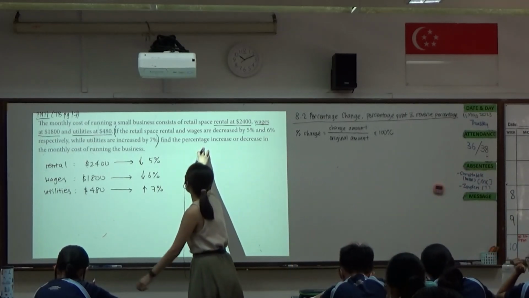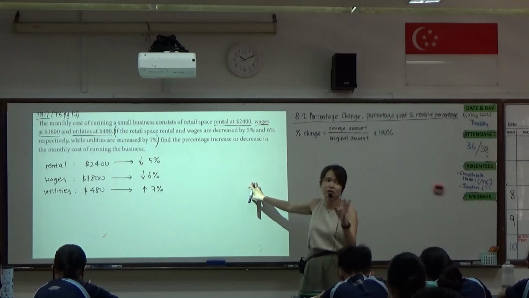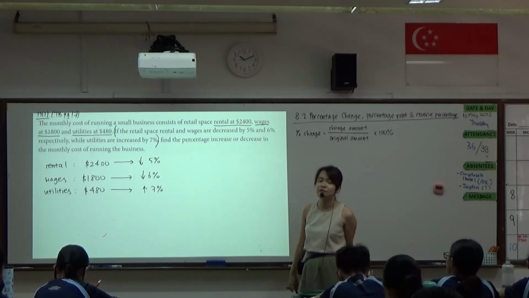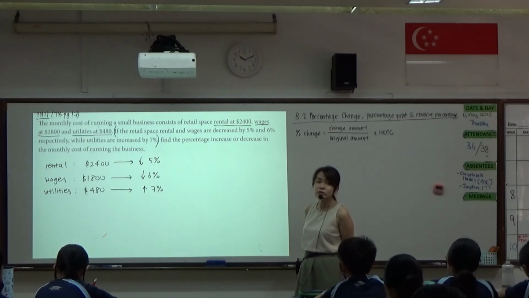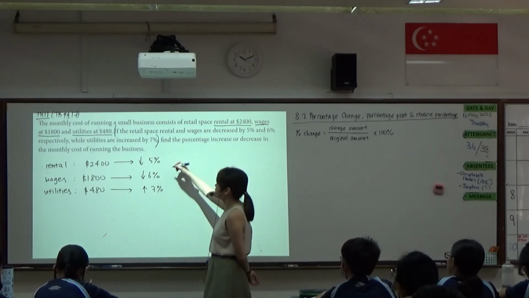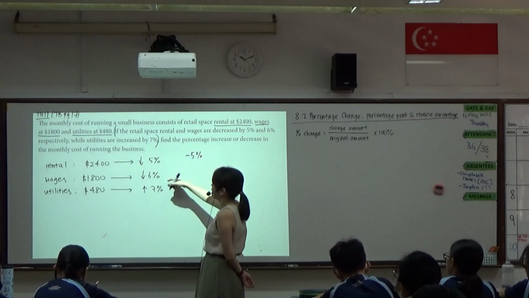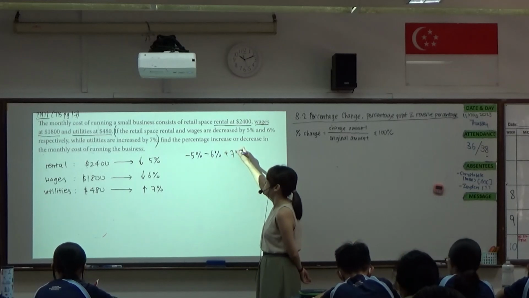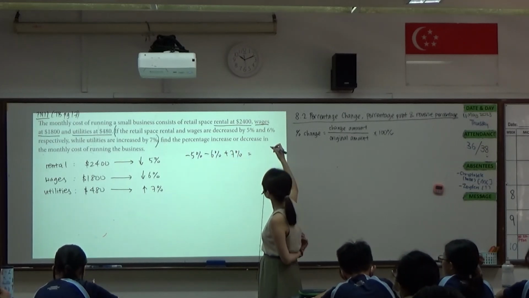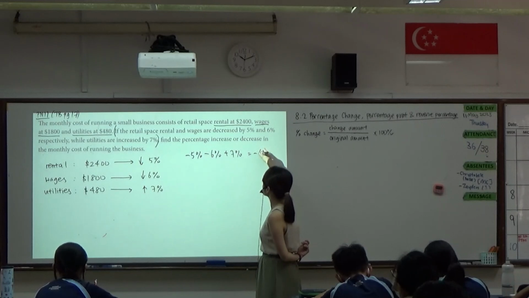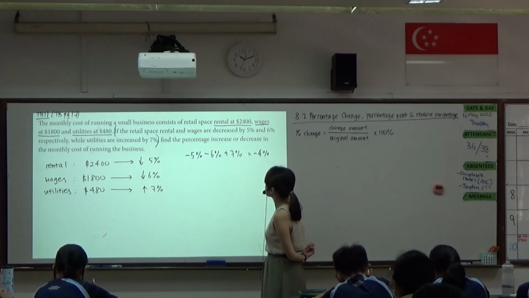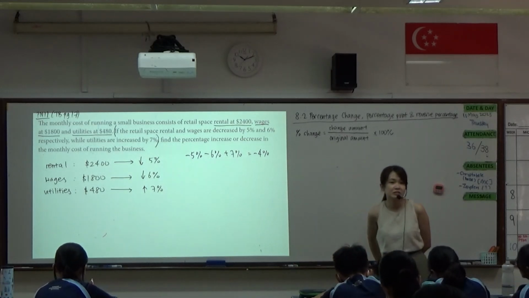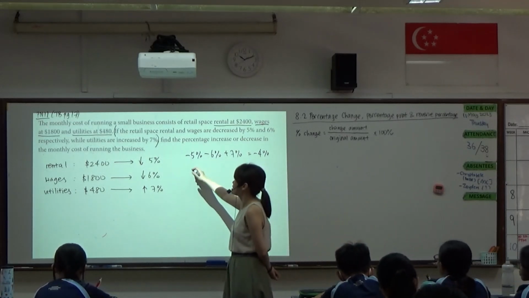They want us to find the percentage increase or decrease, so we are not sure yet whether it is an increase or decrease in the monthly cost of business. So to solve this question, since rental decreased minus 5%, wages minus 6%, and then utilities plus 7%, my answer would actually be minus 4% plus 1. Is that correct? So therefore, there's a percentage decrease.